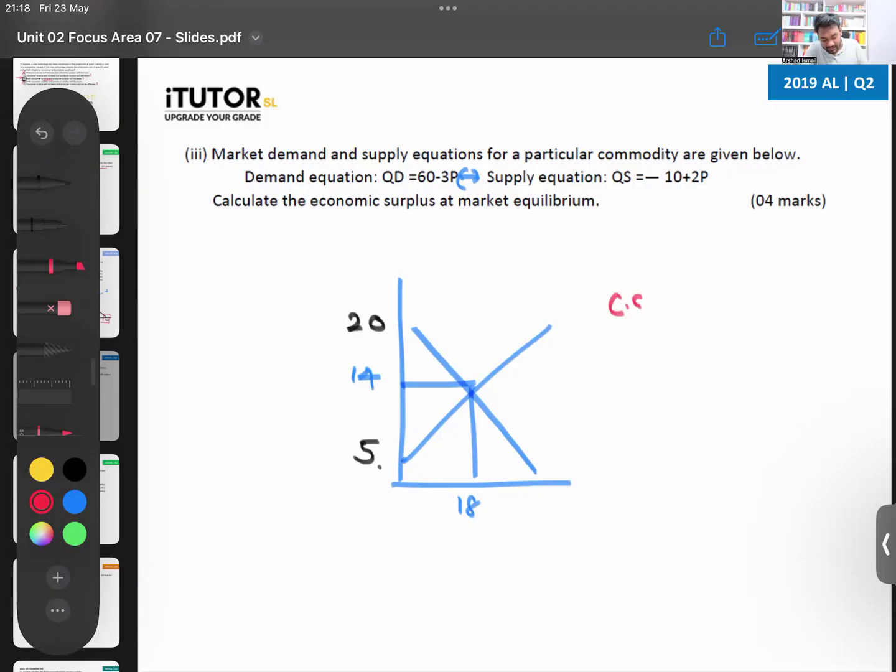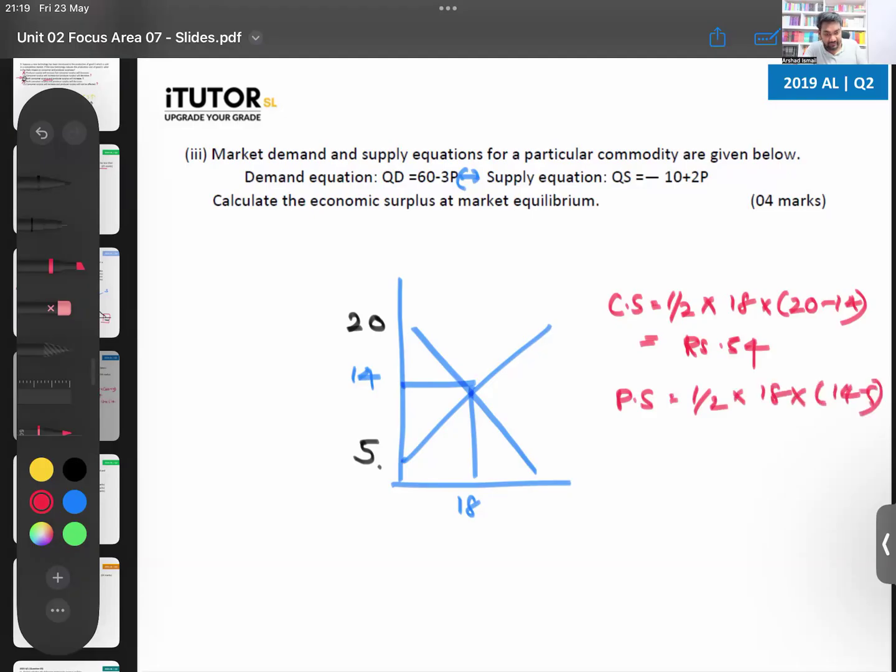How much is consumer surplus? Half into base into what's the height? 20 minus 14. How much do we get? 54. Producer surplus, half into base into what's the height? 14 minus 5. That is 81. No, you don't have to show this in a diagram. A diagram is a rough diagram that we draw.